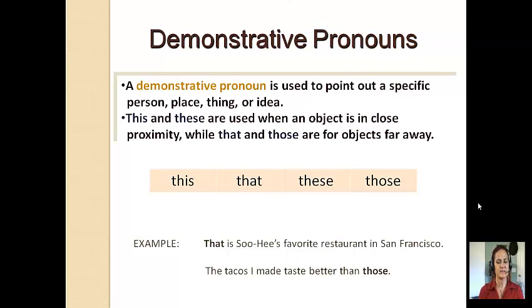The tacos that I made taste better than those. So I know that those are not right next to me. So it tells you proximity. Demonstrative pronouns point out specific things, but also tell you their position in relationship to the speaker.